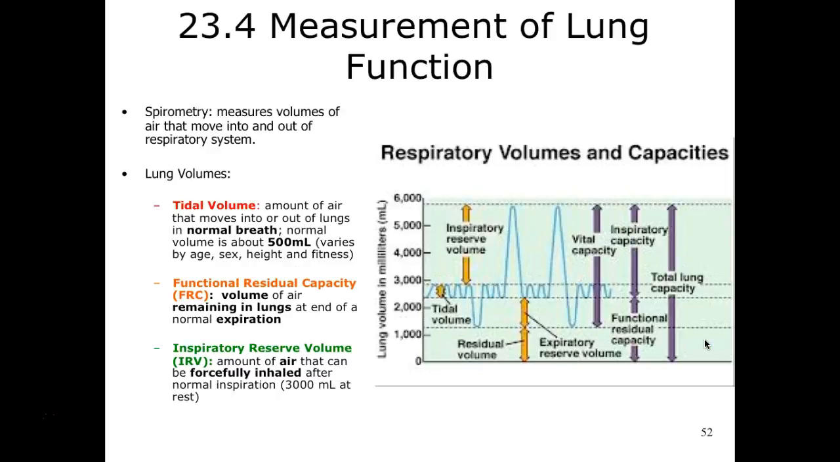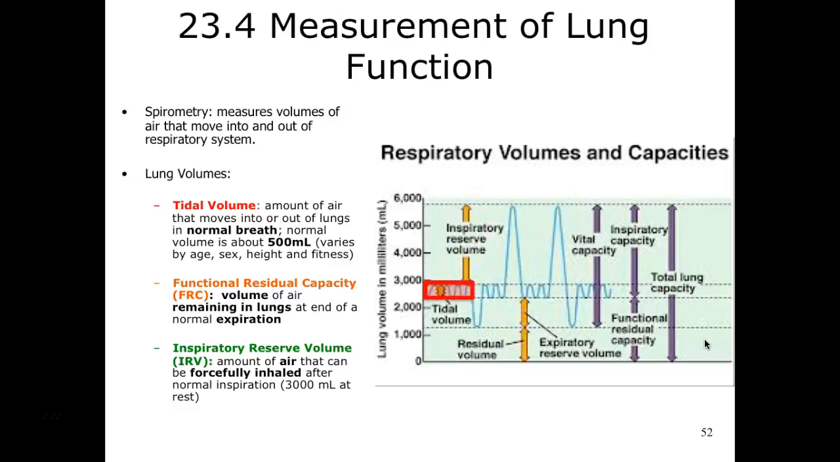So next we're going to talk about the measurement of lung function, and we are going to, in your Learn Smart lab, perform a spirometry, which is a test which measures the volumes of the air that move into and out of the respiratory system. So remember that is due Sunday for you guys. And in order to do this, we use a spirometer, which is the device that measures these volumes. So let's talk about these volumes.